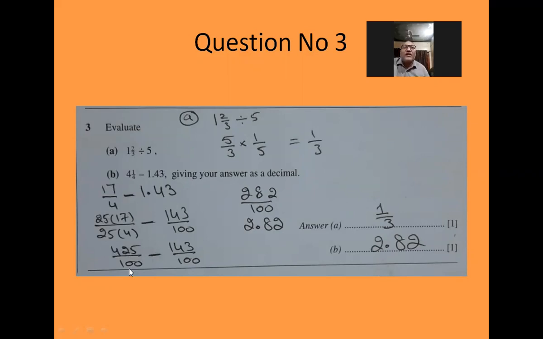So here you will have 425 divided by 100 minus 143 divided by 100. So 425 minus 143, that will be 282 divided by 100. So it will be 2.82. So the final answer is 2.82. So hopefully you understand. This is question number 3.